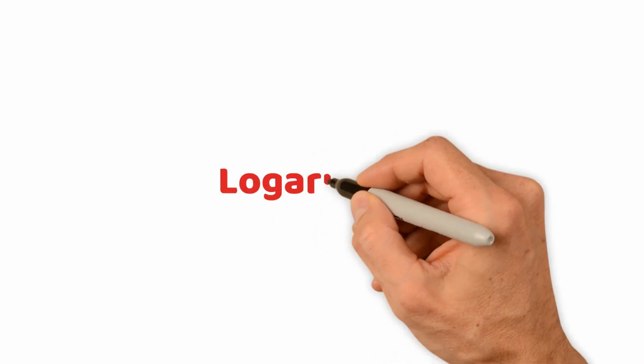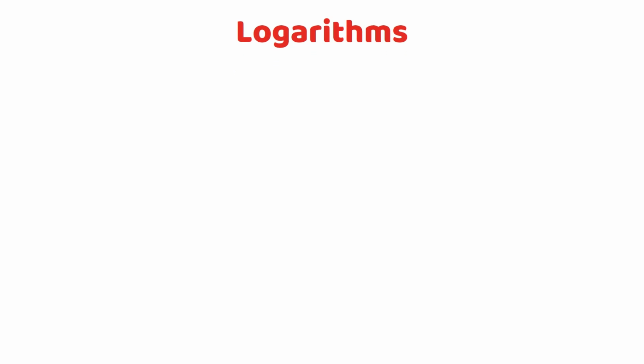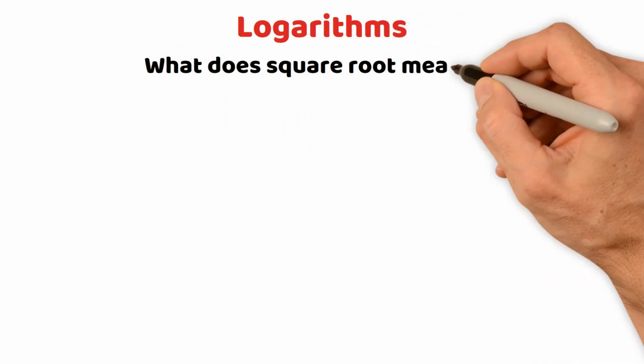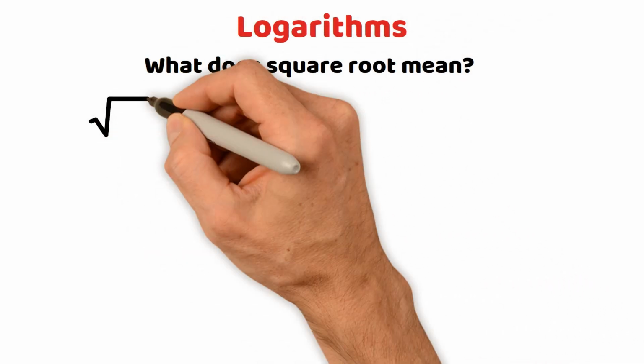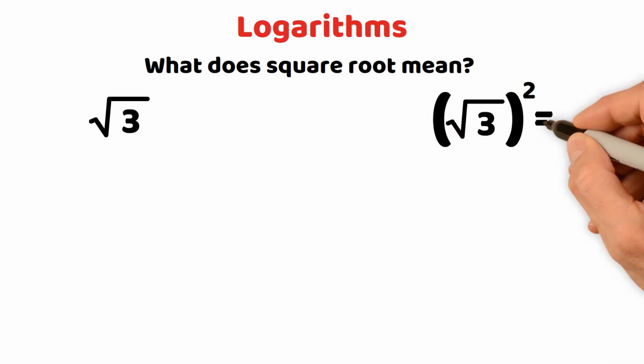In this lecture, we explore logarithms. Here's an analogy of how to think of logarithms. What does a square root mean? What do we mean by the square root of 3? We mean to find a number so that when it is squared, the result is 3.